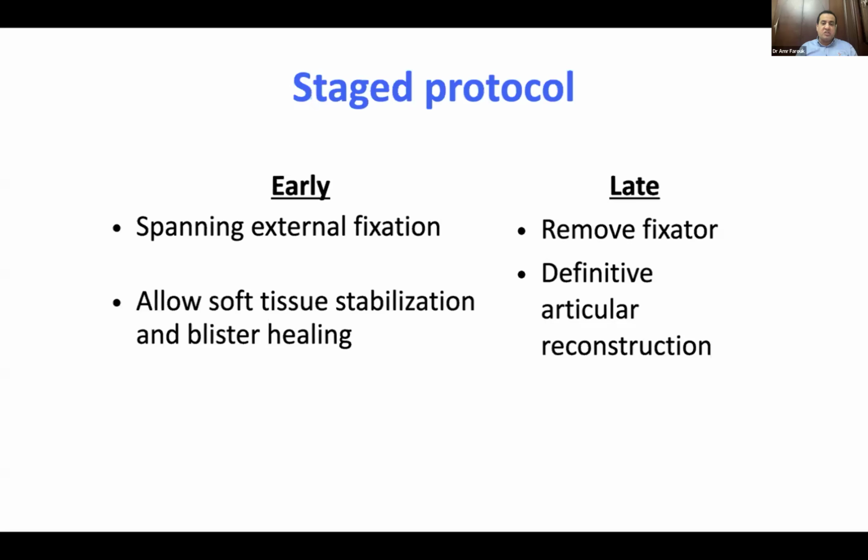As we see in the picture, there is bullae. And as you all know, we have two types of bullae: serous bullae or hemorrhagic bullae. Putting an external fixator gives time for these blisters to heal. Second stage is removing the external fixator and going to the definitive fixation. So, what can I do during the stage of external fixator?